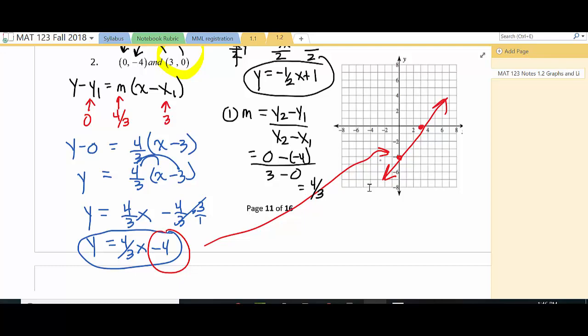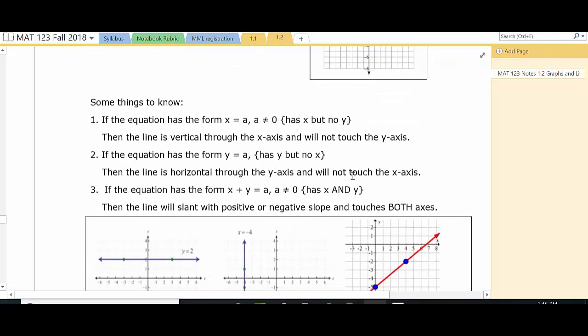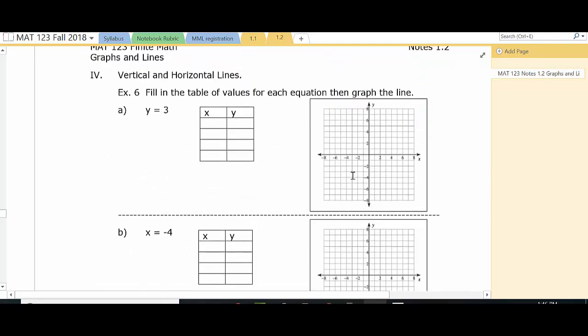Okay? All right, one last thing, and then we'll be finished here. Let's just go over this last page, and then I want to show you one thing on intercepts, and then that'll take care of us. All right. So what we're going to do on this is look at horizontal and vertical lines. So we're going to graph y equals 3, and we're going to do this by making a table of values.